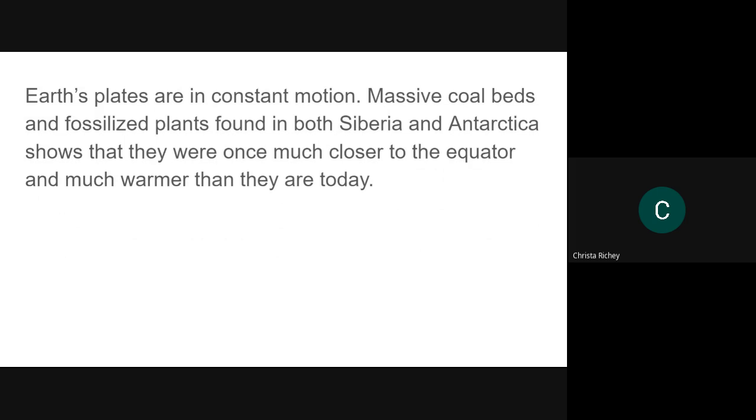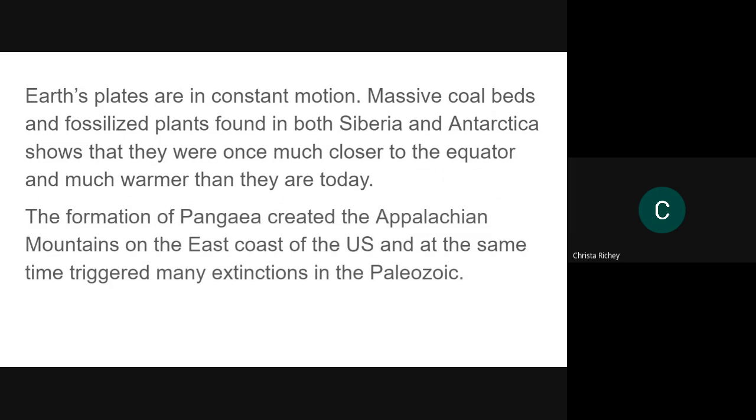How do we know that Antarctica was once much warmer and closer to the equator? Okay. Antarctica and Siberia have ginormous coal beds. Coal beds formed from tropical, swampy vegetation. That's not happening in Siberia and Antarctica right now because they're frozen. So these two areas, one towards the North Pole, and the other literally at the South Pole, had to have been closer to the equator at one point in time in order to support that swamp-like habitat.